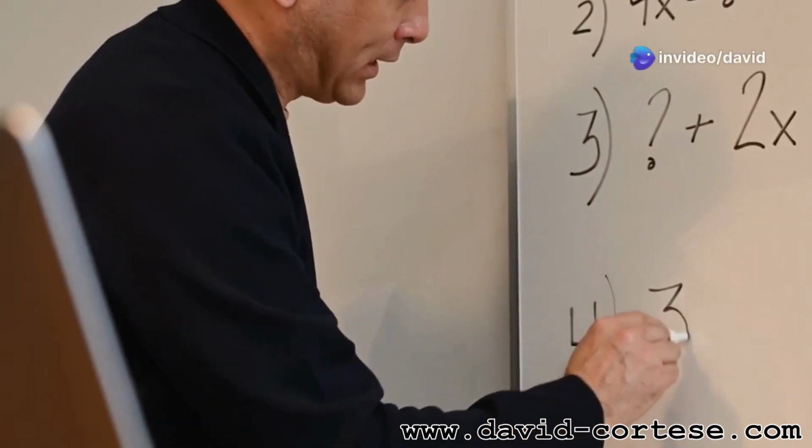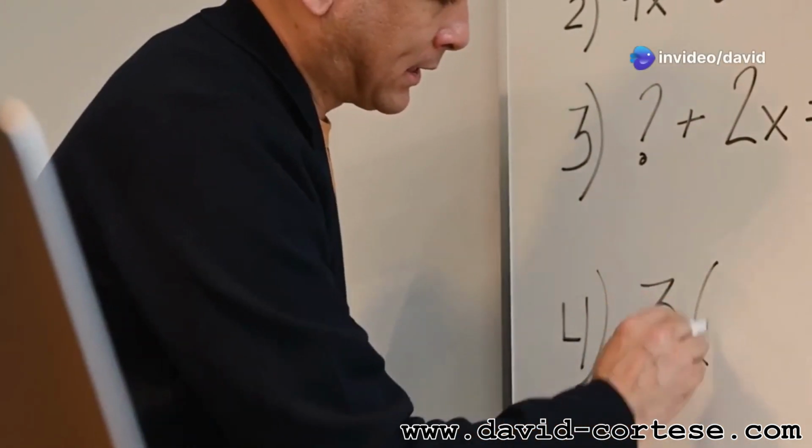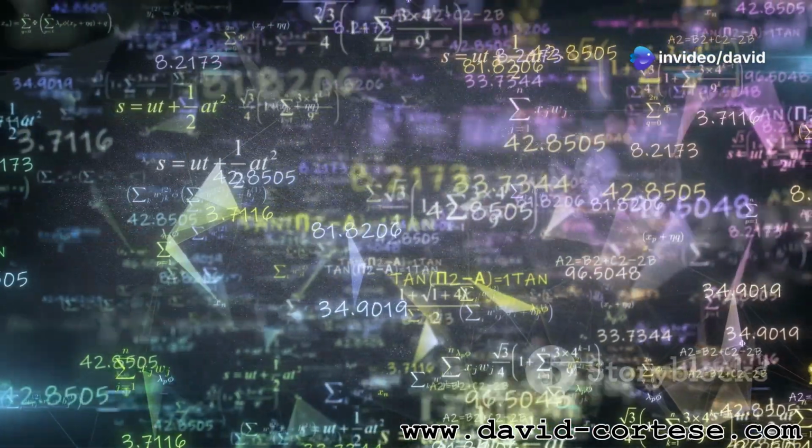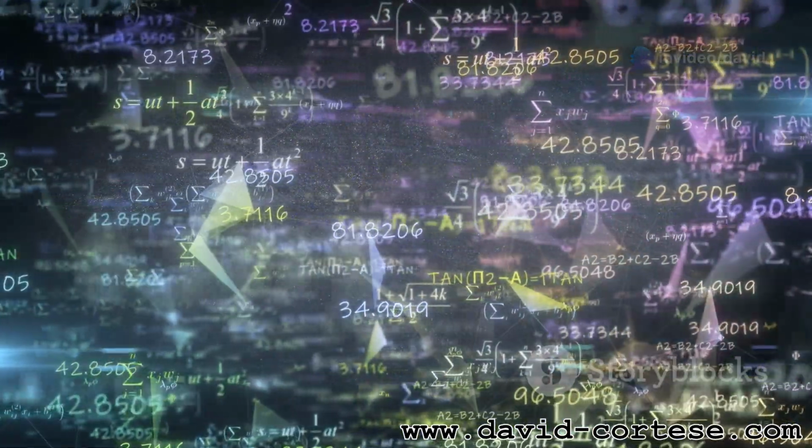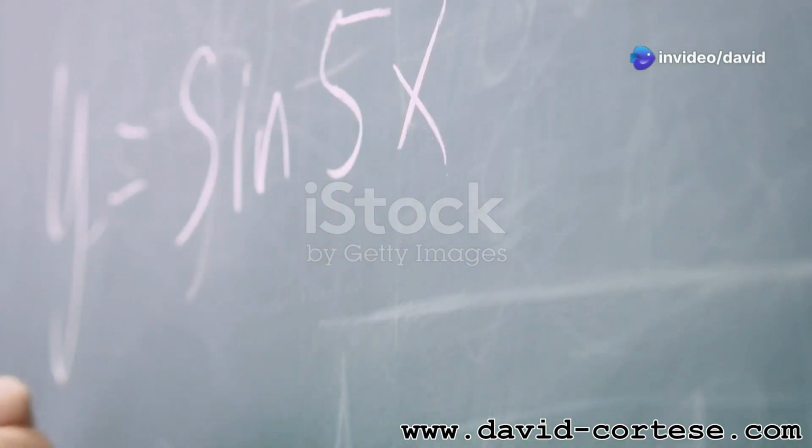The power rule stands as one of the most fundamental rules in integration. It provides us with a straightforward method for finding the integral of functions that involve powers of x. The power rule states that the integral of xⁿ is equal to xⁿ⁺¹ divided by n + 1, plus c, where n is any real number except for -1.